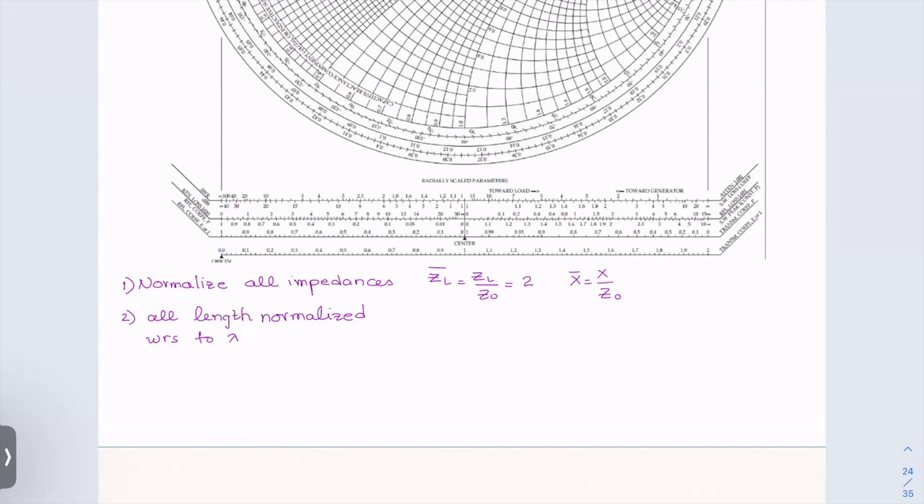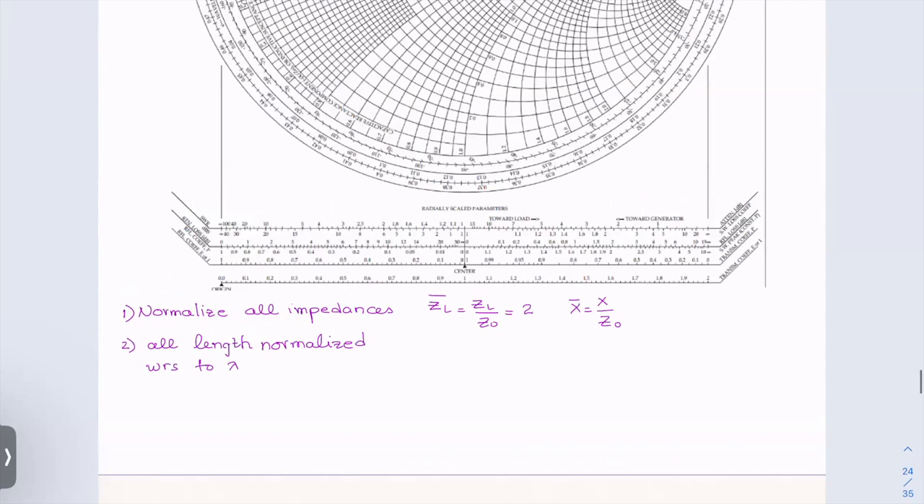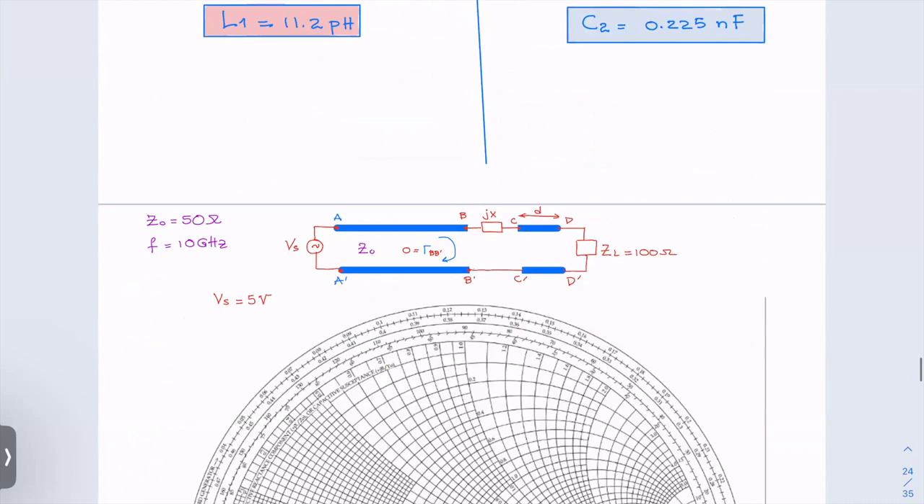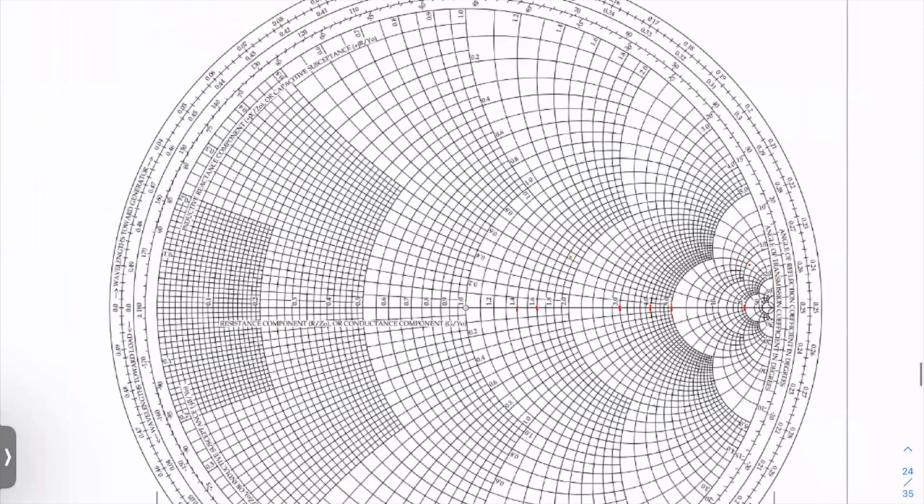Okay, so now having that in mind, I'm trying to solve the problem. What is the first thing we do? We try to find where the load of the line is, all right? On the Smith chart, the only impedance that we know right now normalized is ZL. And therefore, I have to find where it is. Normalized ZL is 2. It's just 2, a real number. Where is two?